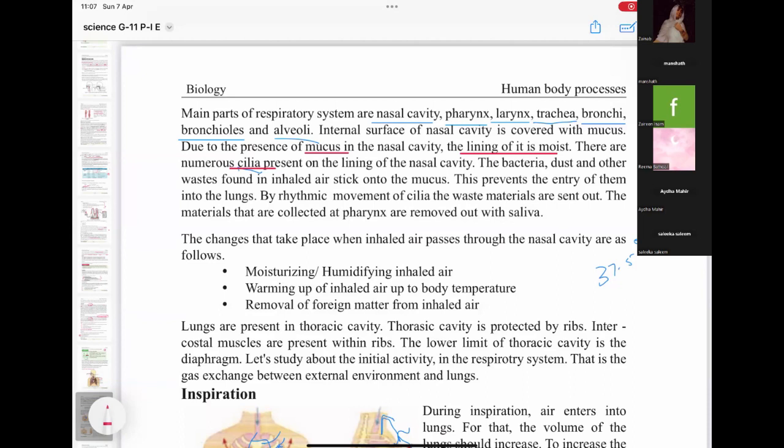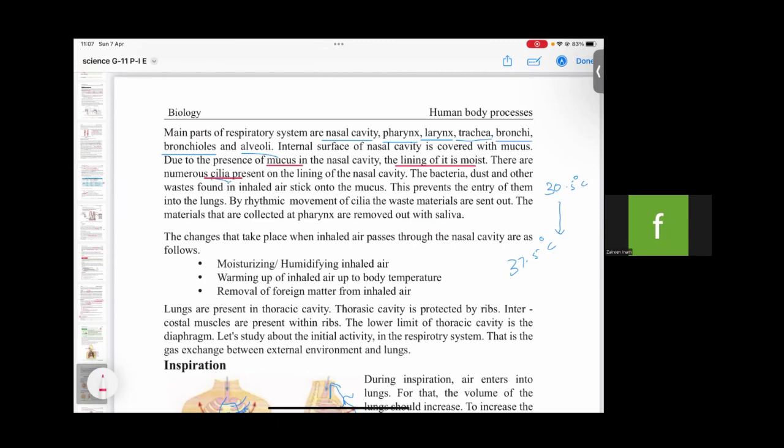The rhythmic movement of the cilia will remove all the waste material, and the material that is collected at the pharynx will be removed with our saliva. So it's always better to spit your saliva out, okay? Because that might have some waste material, so it's better.